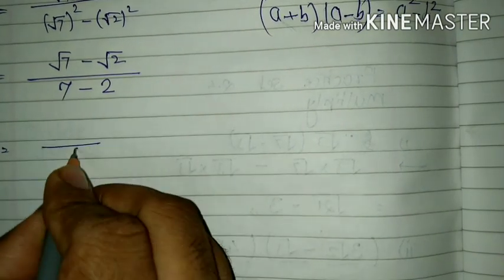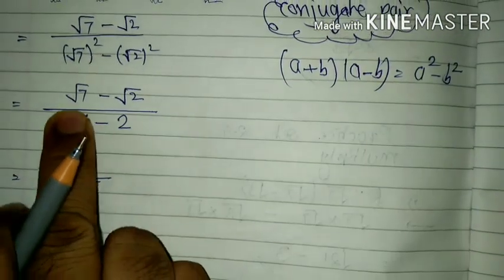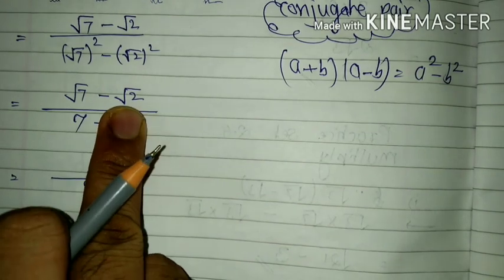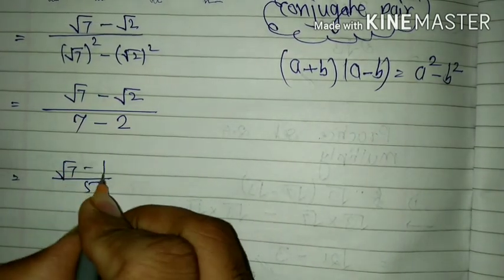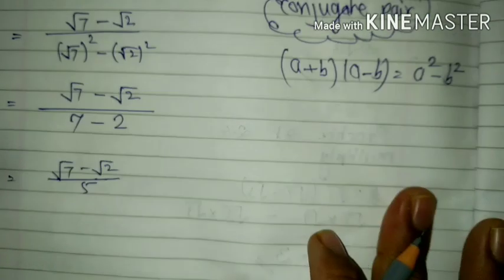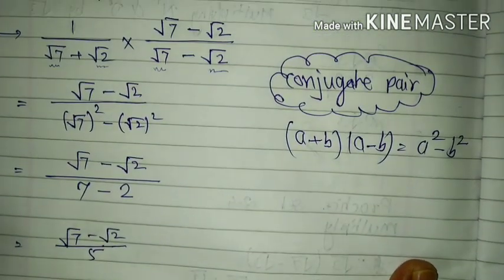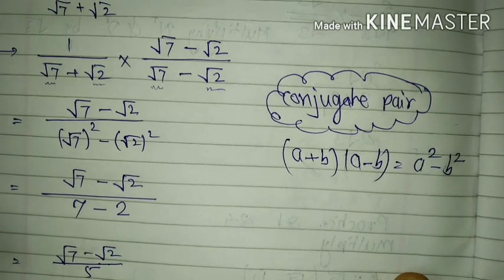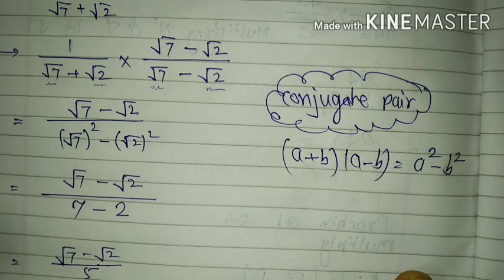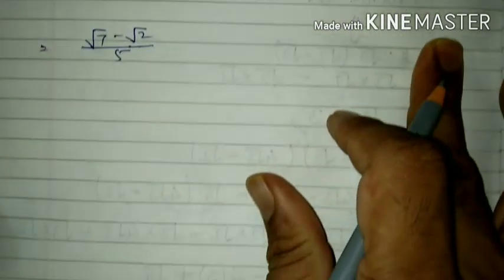So is equal to upon 5. And remember root 7 minus root 2 इसका subtraction नहीं होगा because these two are not like surds. So root 7 minus root 2 as it is रहेगा. So our final answer is root 7 minus root 2 upon 5. Okay, let us see the next question.